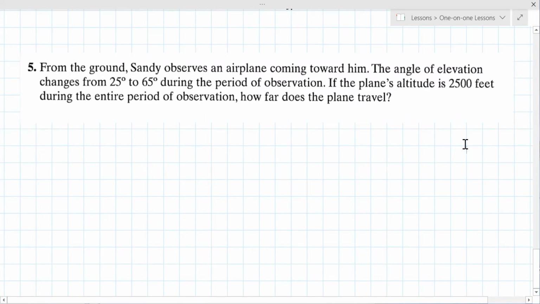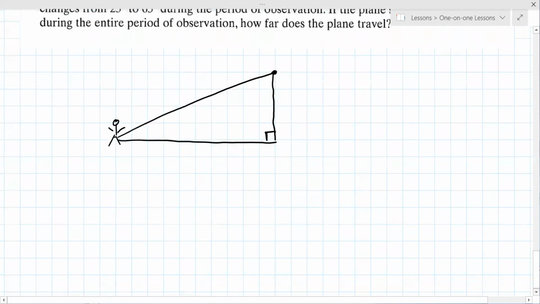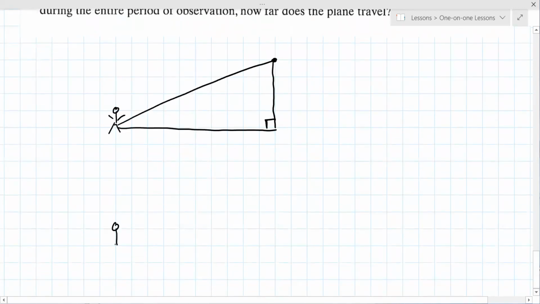All right. So from the ground, Sandy observes an airplane coming toward him. So I'm going to assume that Sandy is right here, and he observes an airplane coming towards him. There's the airplane up there. Again, it's a right triangle. The angle of elevation changes from 25 to 65 degrees. So what is meant by that is Sandy is still there, but the plane's closer. It moved some distance.